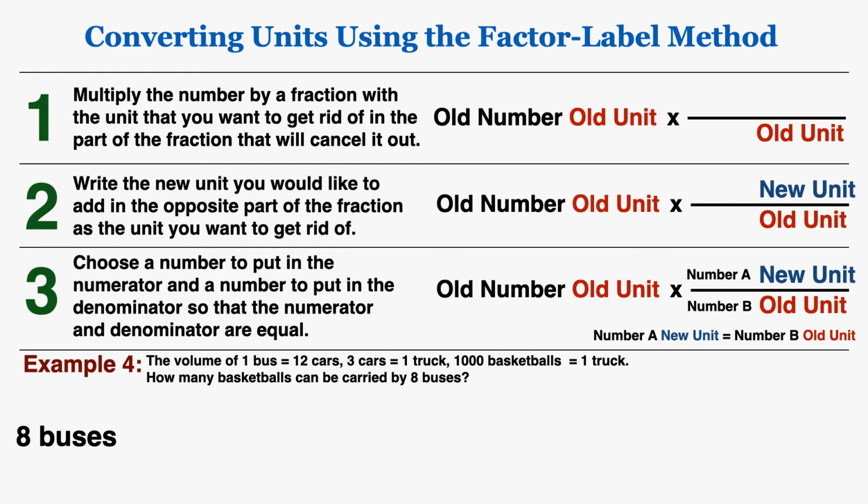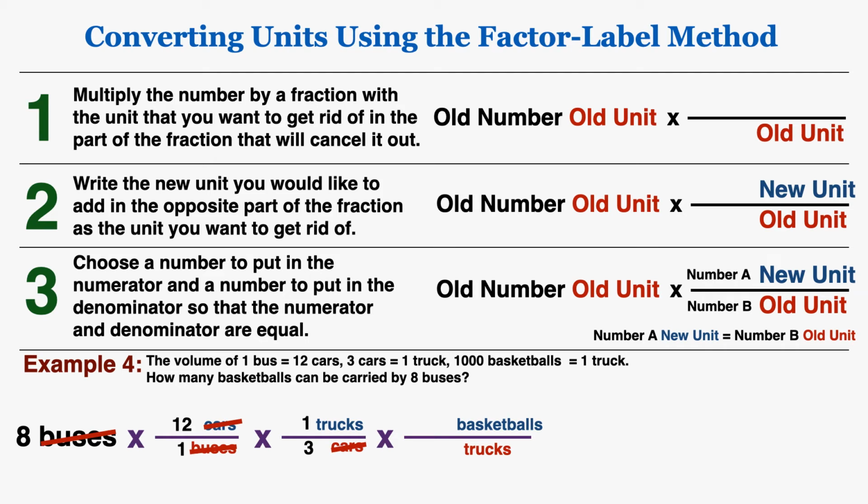So I'm going to take 8 buses and convert that to units of basketballs. So I can go from buses to cars because I have a connection there, and the problem says that for every 1 bus, we can fit 12 cars. And I can then go from cars to trucks because there's a connection there. For every 1 truck, there are 3 cars. And I can go from trucks to basketballs because I have an equivalency there as well. And when I multiply that out, I get 32,000 basketballs.